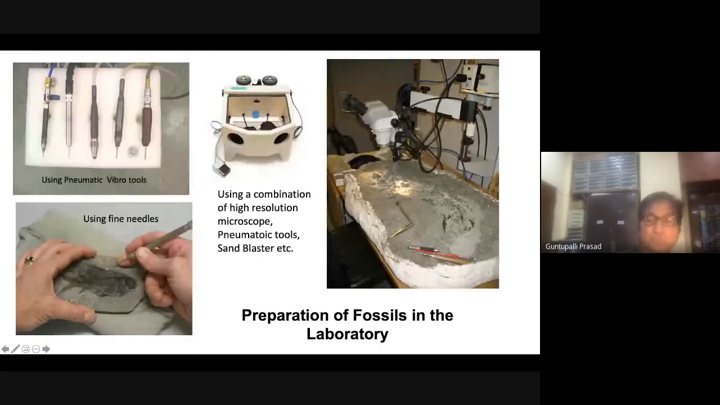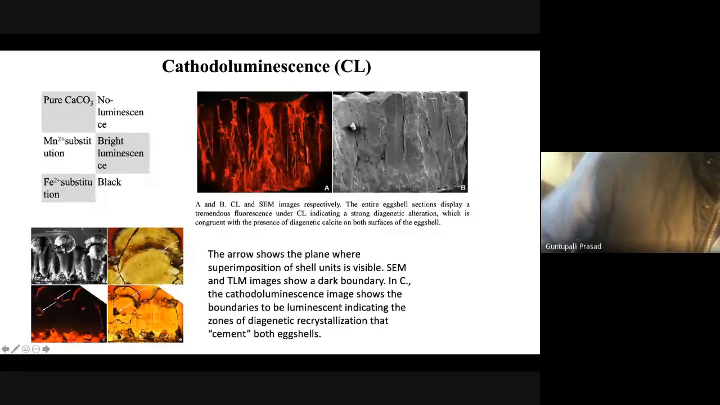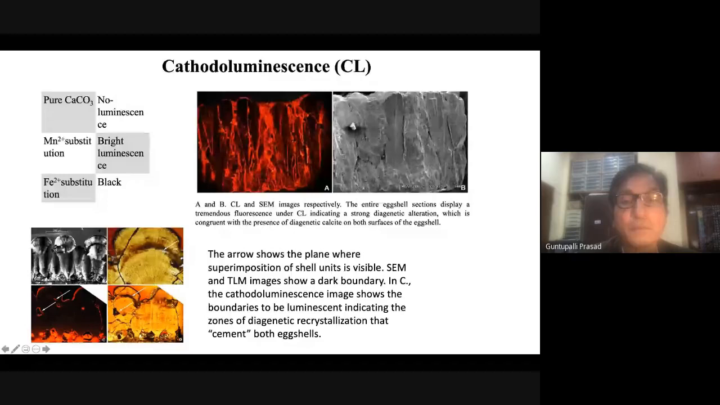But now we are employing new techniques, for example, cathode luminescence. This is an SEM picture, and this is an SEM picture. This is a cathode luminescence picture where you can see that wherever you have pure material, there is no luminescence, but where you have something like a manganese-iron substitution, then you can see a lot of luminescence.